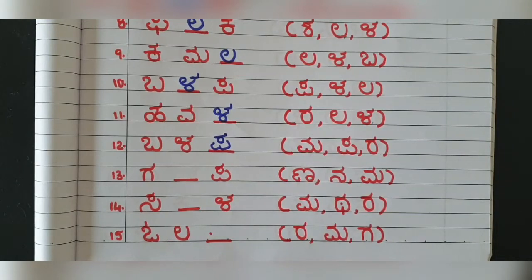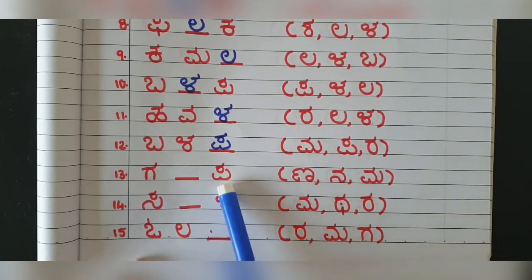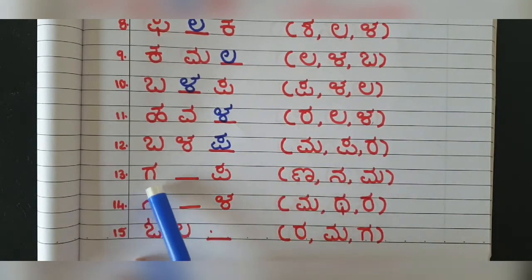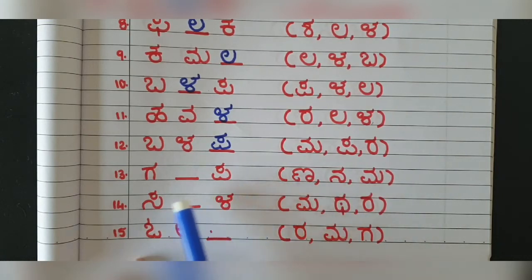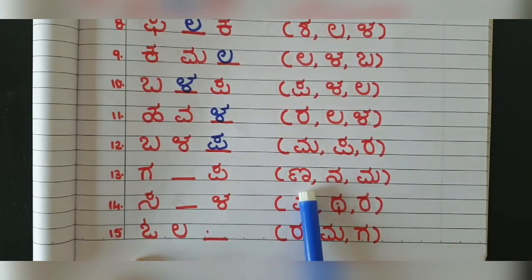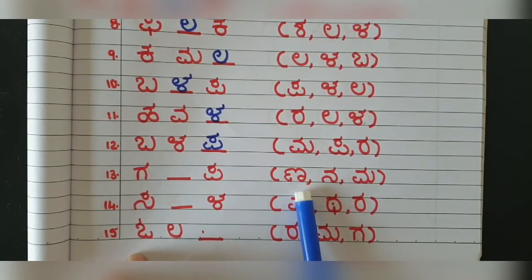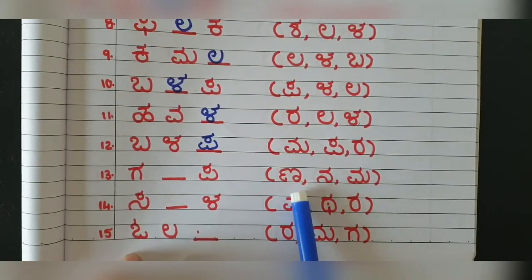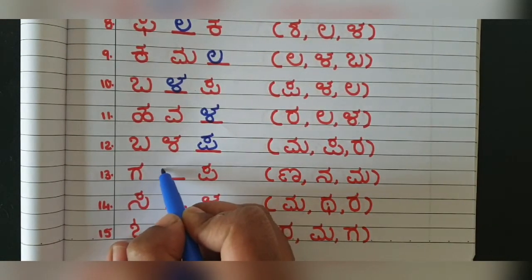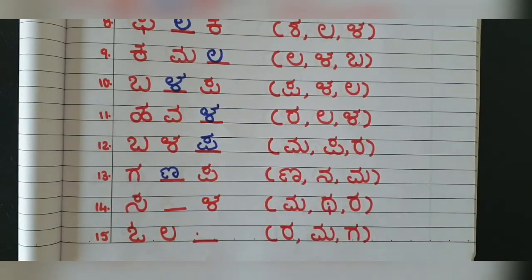The next word is ga dash pa. Ga na pa. Ga ma pa. So it is definitely Ganapa. Ganapa means Lord Ganesha. So when you get a word Ganapa, this is the na you will be using. Okay, Ganapa.